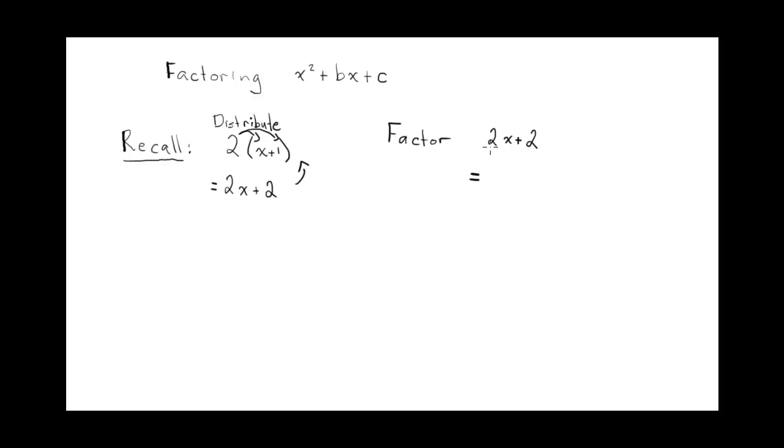So you'd say, what's common to both terms? Well, there's a 2 common to both terms, so I take the 2 out. Then inside the bracket, I say, what if I divide this by 2, then I'm left with just the x. And if I divide this by 2, then I'm left with just the 1. So you can think of factoring as the reverse of expanding or distributing.